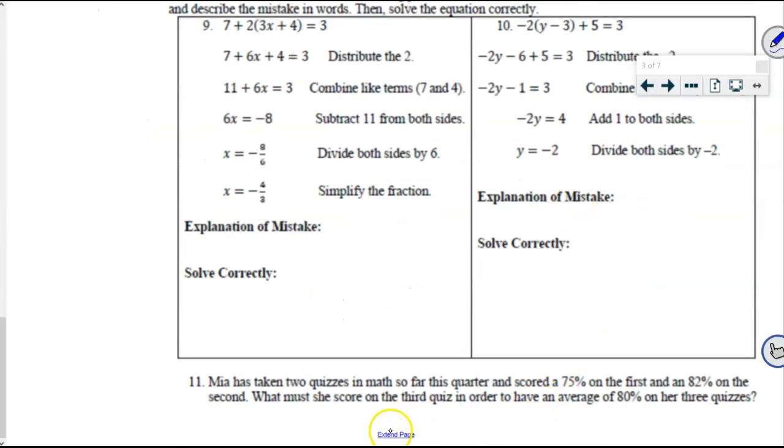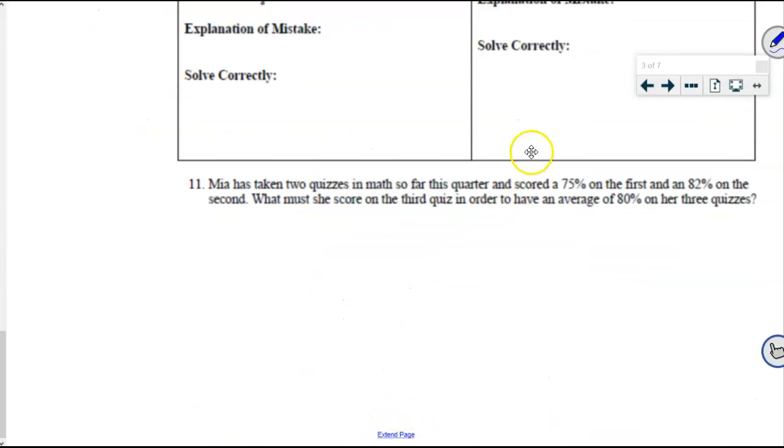Mia has taken 2 quizzes in math so far this quarter and has scored a 75% on the first and an 82% on the second. What must she score on the third quiz in order to have an average of 80% on her 3 quizzes? Do you see how very similar that is to that last one? Should be in that same structure, that same format. She's about to take a third quiz. She needs to know what her score needs to be so that she can have an average of 80%. Work with your groups on that one. We're going to pause the recording.